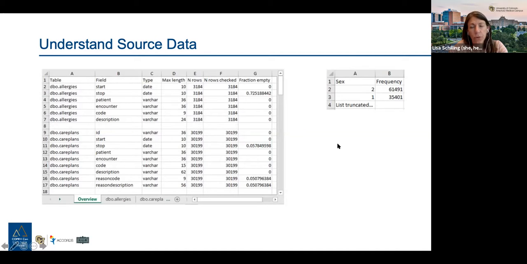And then if you look to the right, we've got an example of something that most of you would recognize. If we had our source database, and here, sex 2 is male or female, and 1 is probably the other. And then this list is truncated, but there would be other options here, and you can see what the frequency is. So this would begin to give us an idea of what we have, because you need to know what the source data is before you can decide how to transform it.